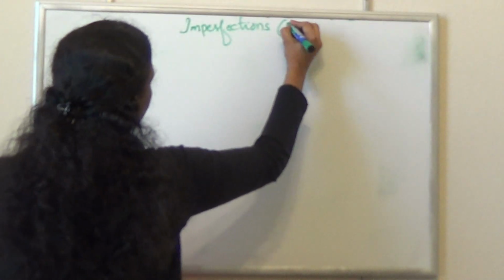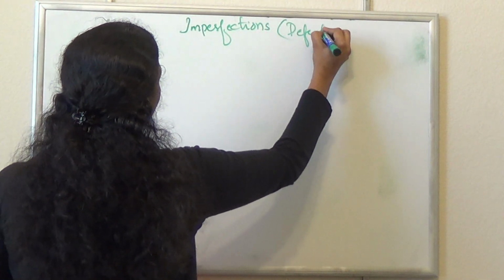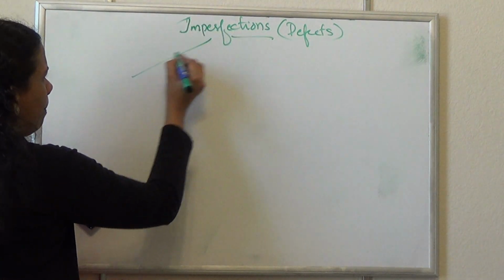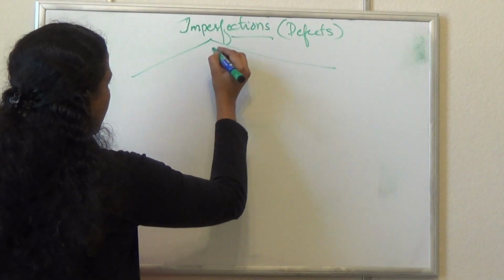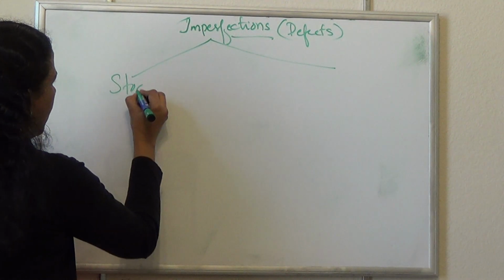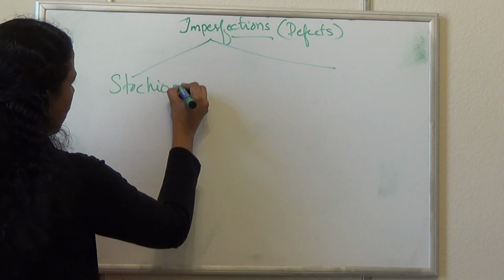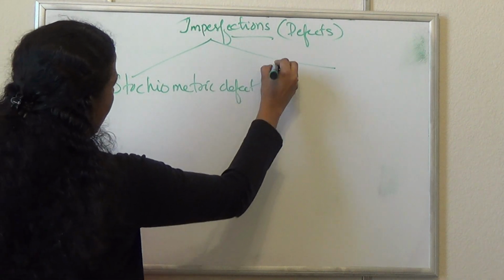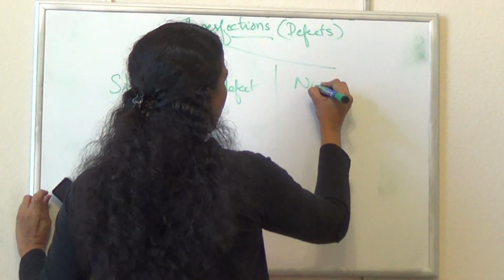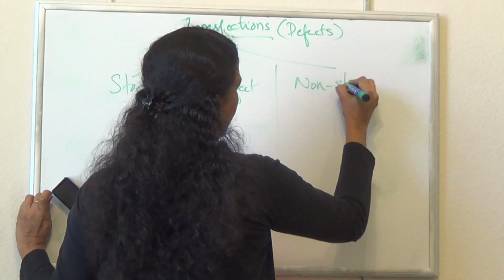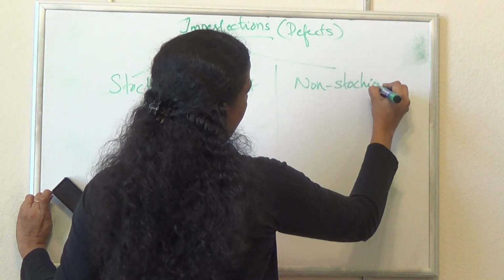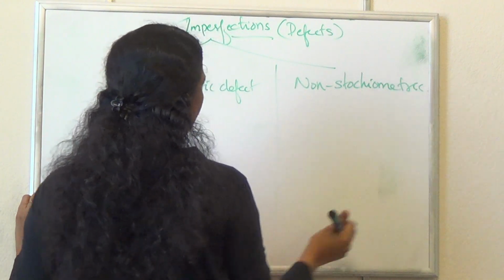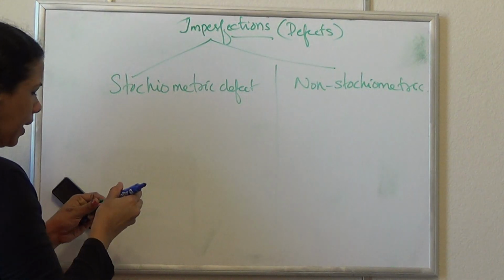Imperfections are otherwise called defects. That is a simple term used for explaining that one is imperfect. There are two types of imperfections: stoichiometric imperfection or stoichiometric defect, or non-stoichiometric defect. Stoichiometric defect and non-stoichiometric defect.